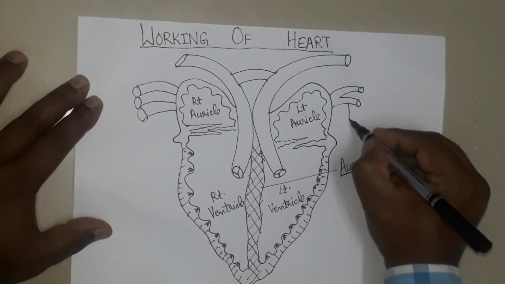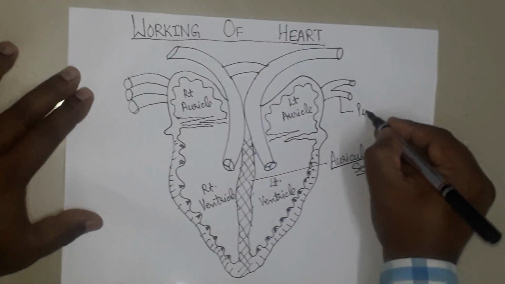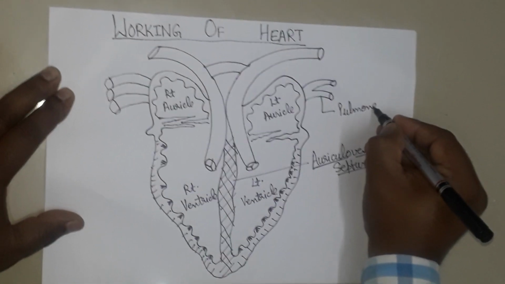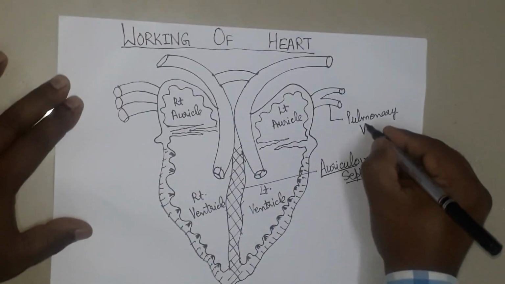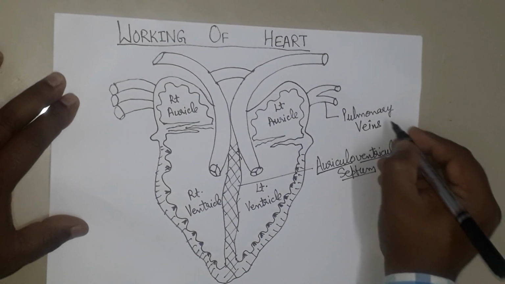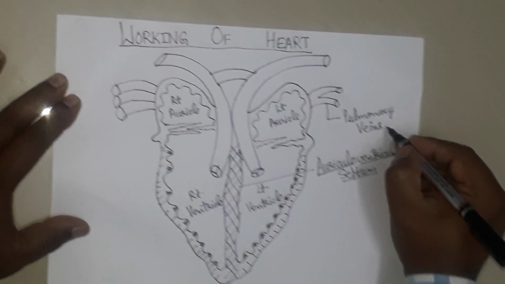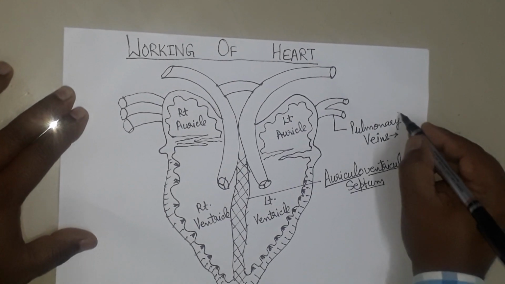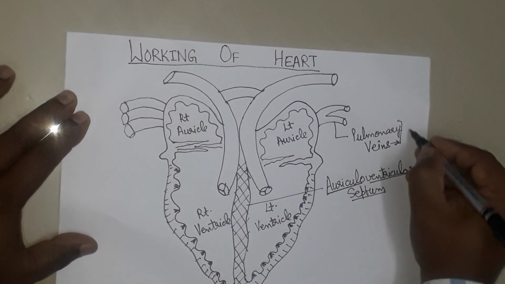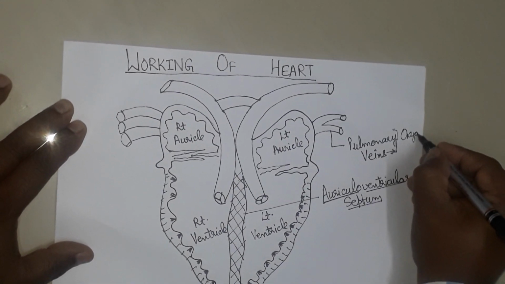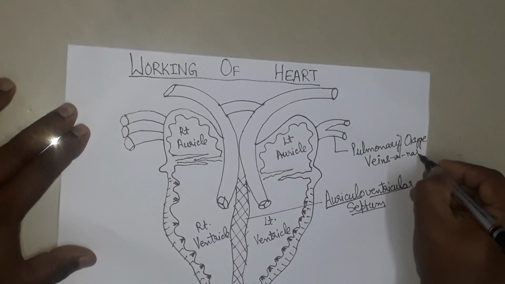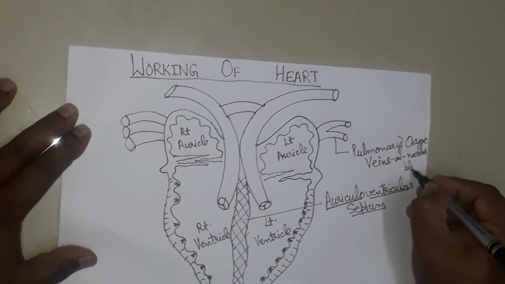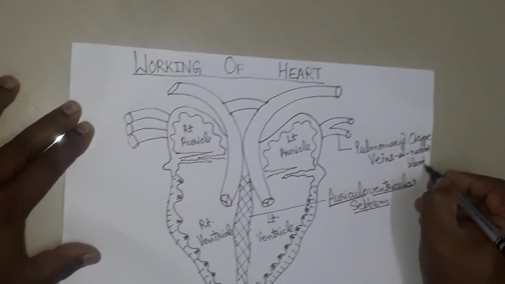Then these are the pulmonary veins, and it is the exception. Veins are mostly carrying deoxygenated blood, but this one is carrying oxygenated blood. So this is one of the exceptions.